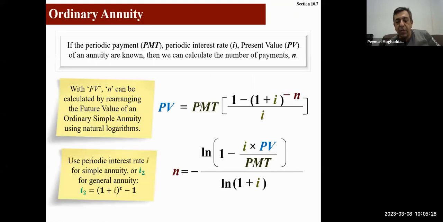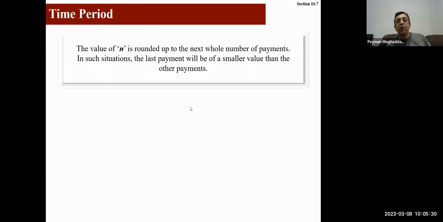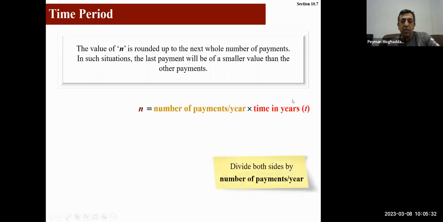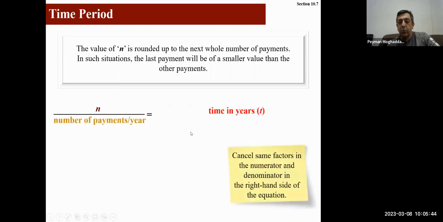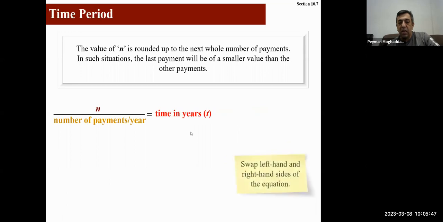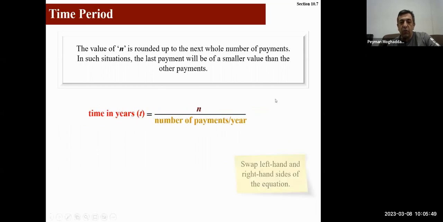So after you find n, what's going to be the time period? The time in years is going to be n divided by the number of payments per year, right? So in case the question asks you what is the time in years, you need to divide the n which you found in the previous equation by the number of payments per year. Then you'll find the time in years.